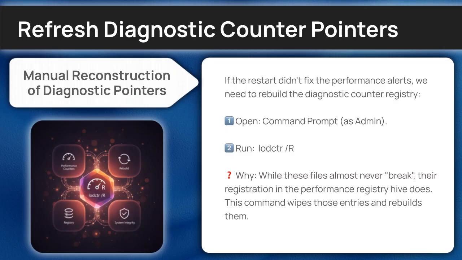If the restart didn't fix the performance alerts, we need to rebuild the Diagnostic counter registry. First, open command prompt as admin. Second, you're going to type lodctr /r, then hit enter. Why are we doing this? Well, while these files almost never break, their registration in the performance registry hive does. This command wipes those entries and rebuilds them.